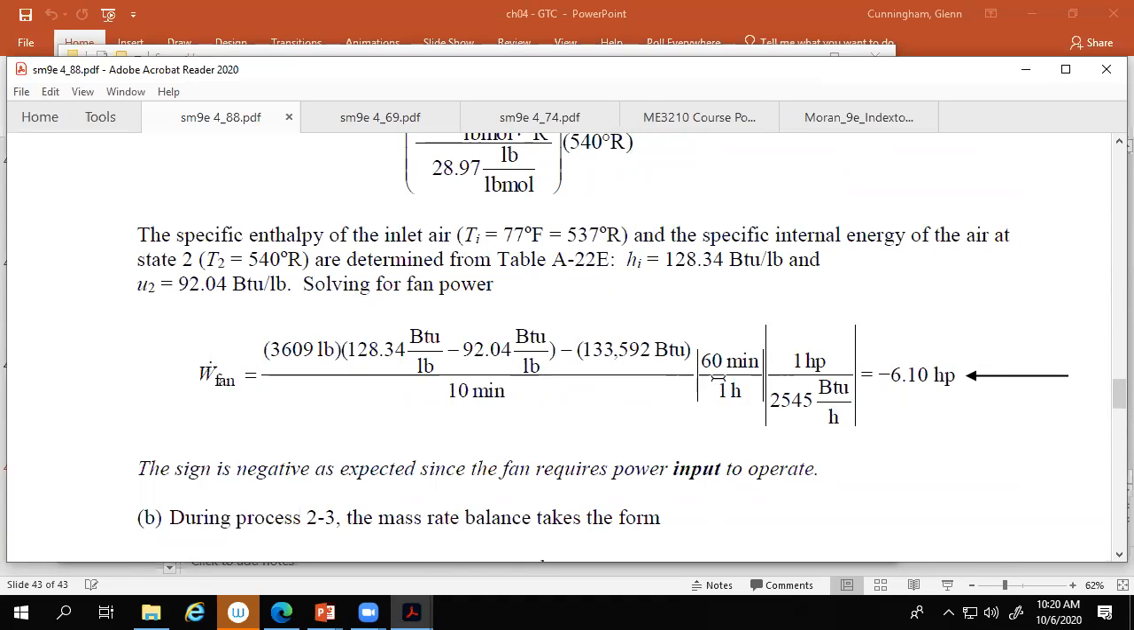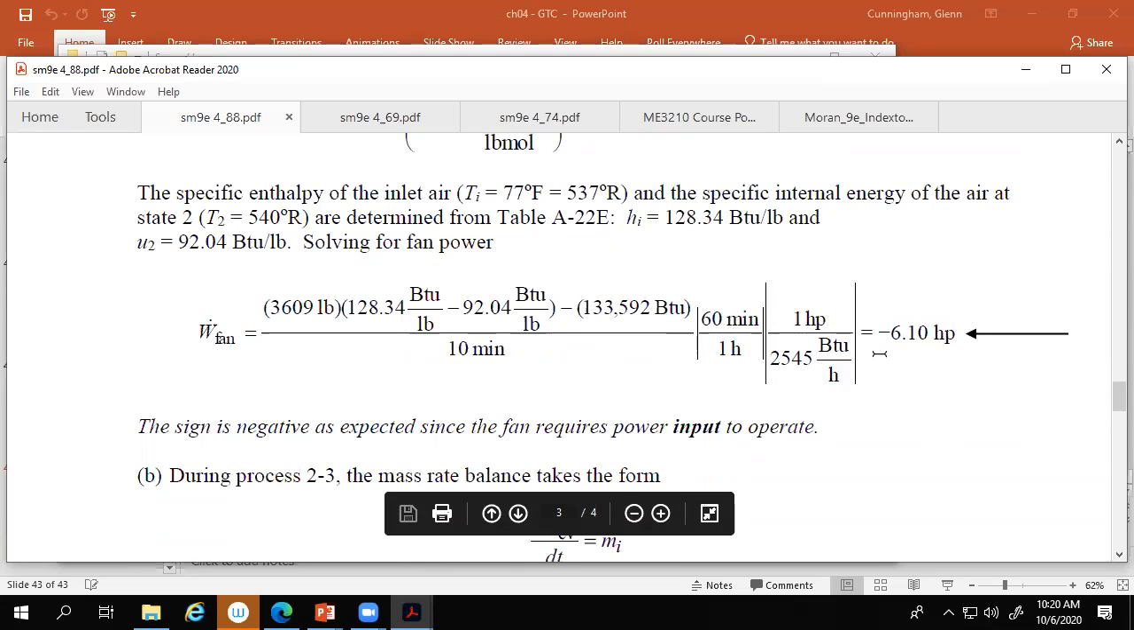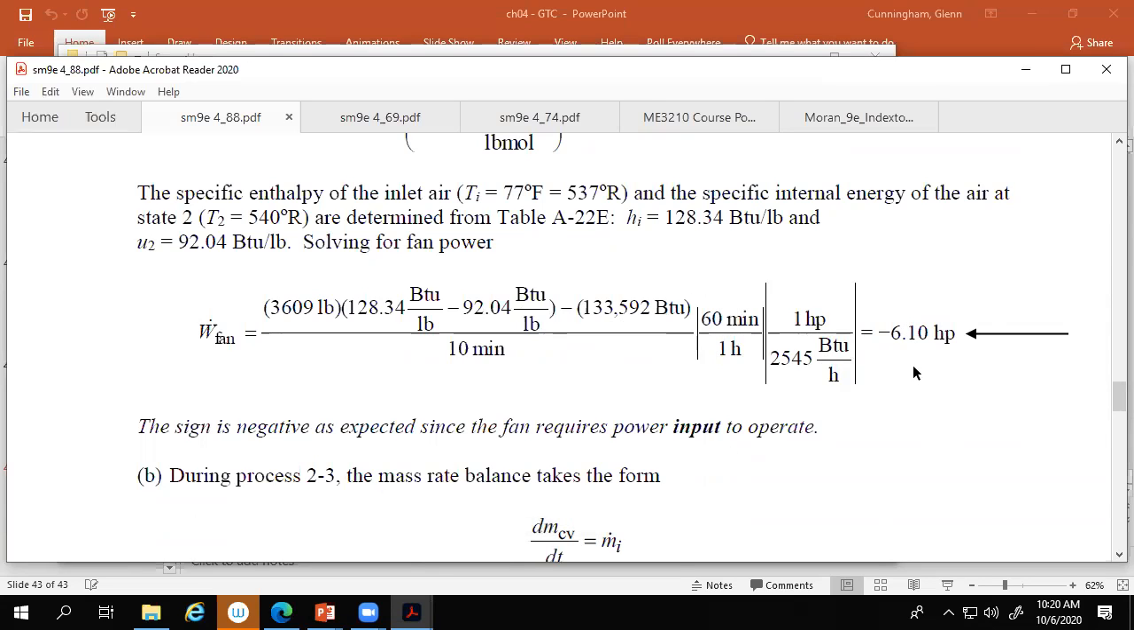And let's see. So we're going to convert to horsepower. And so we're going to use 2545 BTUs per hour. So we got to go from minutes to hours. And there's the conversion to horsepower. And it comes up minus 6.1 horsepower. And it should be minus because the fan is doing work on the fluid that's going into the tank. So that looks right. Okay, so that's part A.